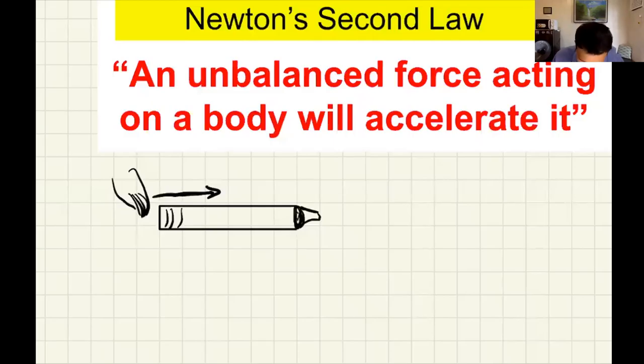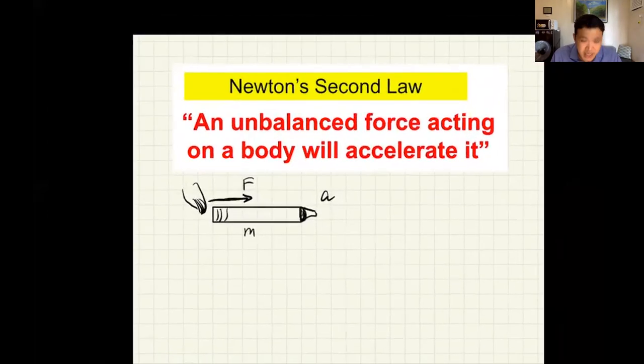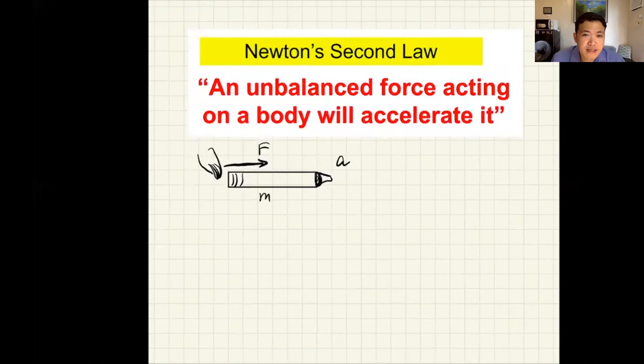Okay, let me share my notes again. So this is now your object and you apply a force, F, and the acceleration depends on the force and of course, the mass of your object. But how is it related? How do you think it's related? Is it inversely proportional? Is it directly proportional? What do you think?